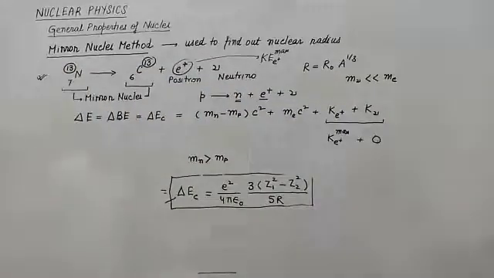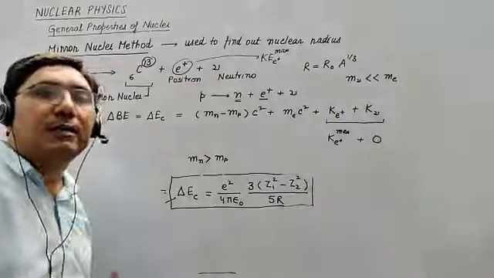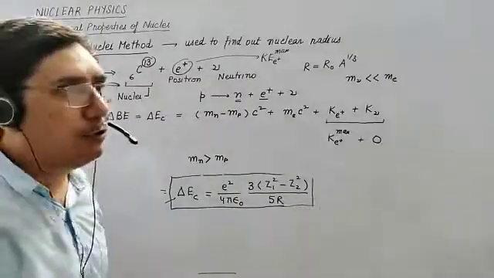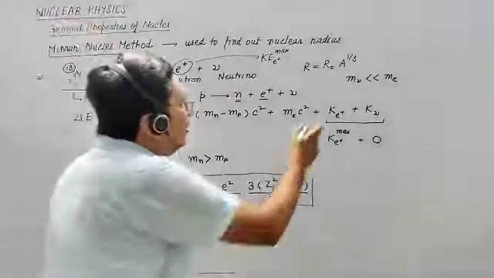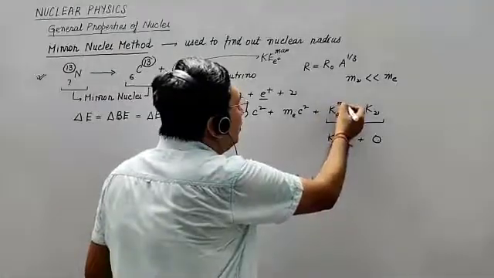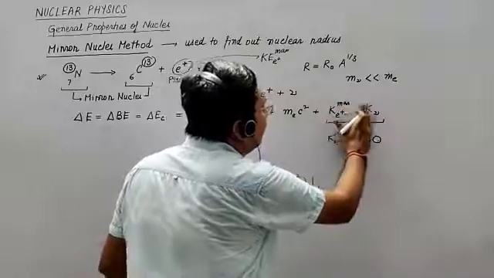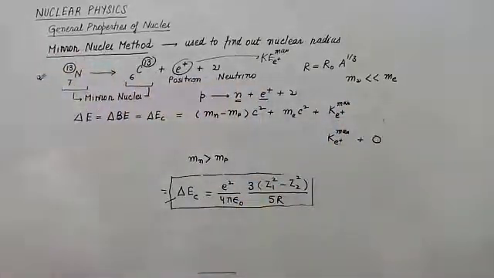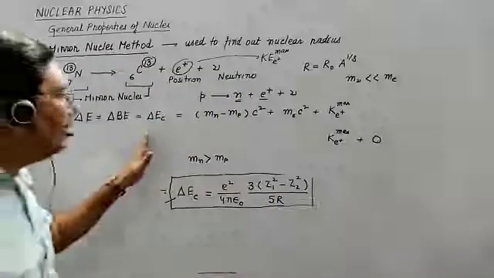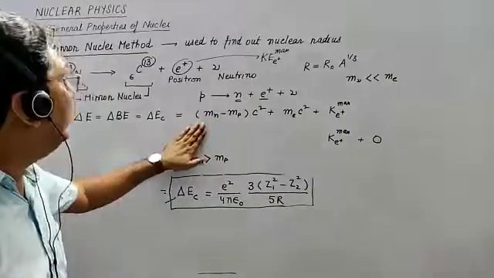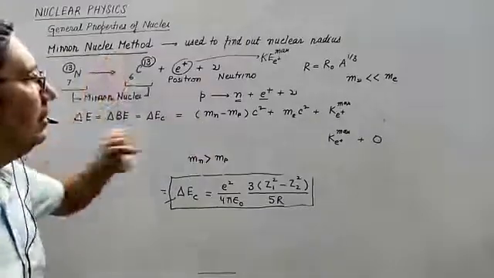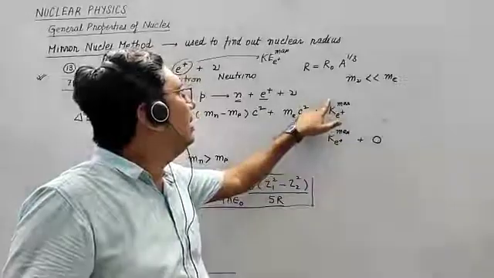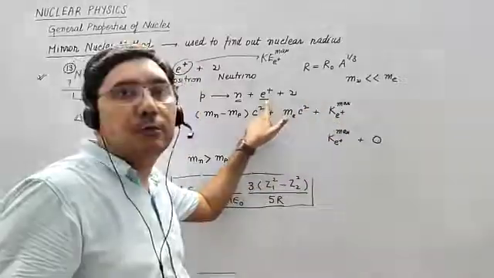So out of the sample of positrons which are coming out, we will find the maximum kinetic energy of the positron experimentally. And here, if I substitute maximum, then this will become 0. So now my objective is, if I want to find the radius of the nuclei experimentally with the help of this mirror nuclei method, then first we have to find the maximum kinetic energy carried by this positron.